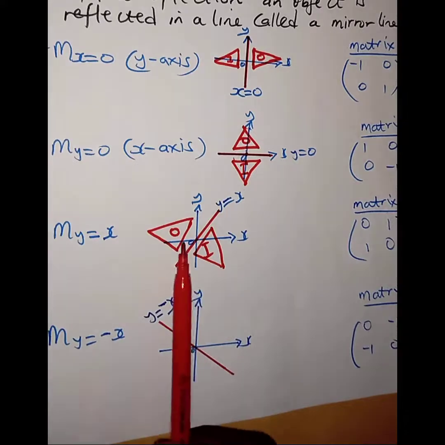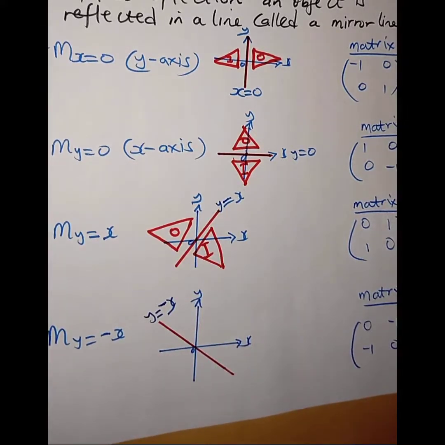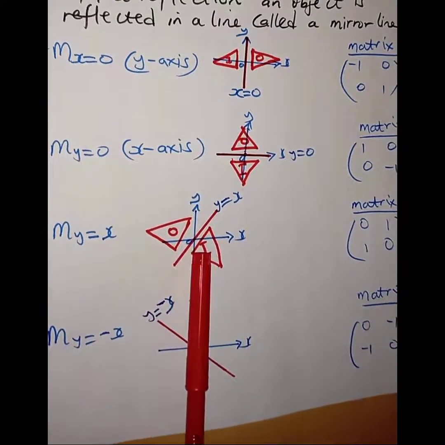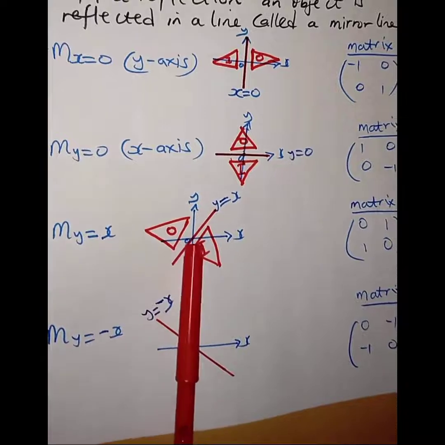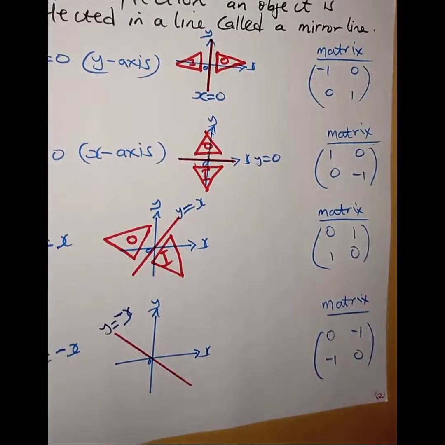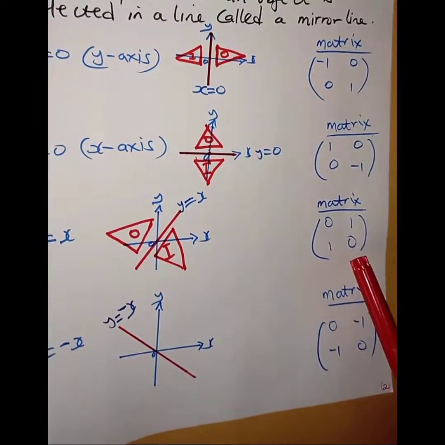See, they're supposed to be equal distance. Never mind, because we are just illustrating. Under normal circumstances, there must be the same distance from the mirror line to the object, and from the mirror line to the image. The matrix for this mirror line, we have 0, 1, 1, 0. See the difference?